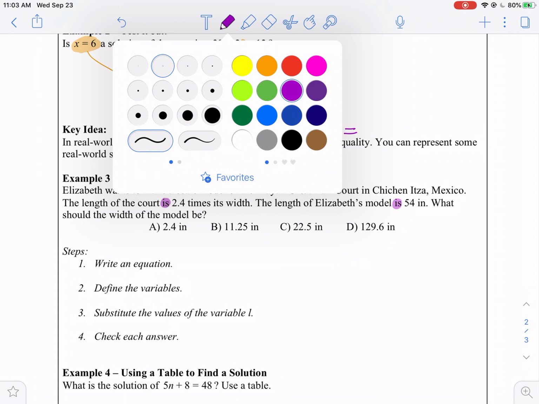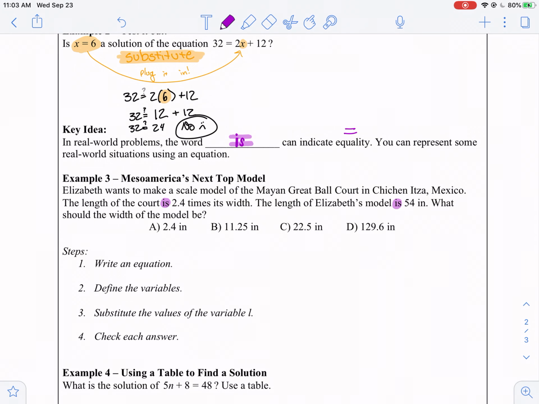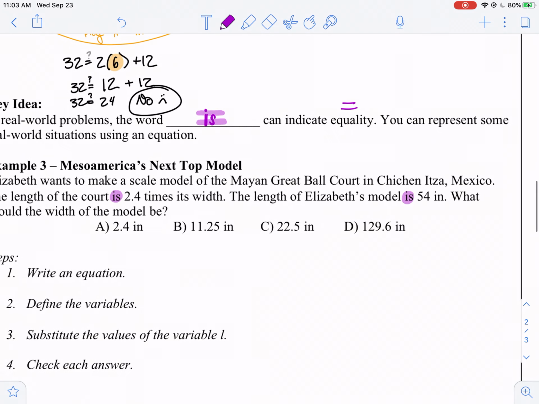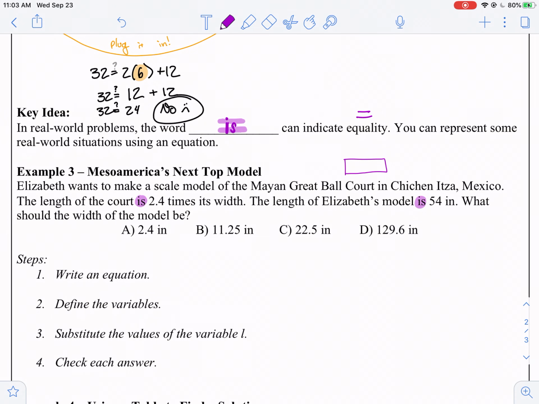So we have our friend Elizabeth, and she's going to make a model of the Mayan Great Ball Court in Chichen Itza, Mexico. So we've got this sports court thing, like a basketball court, kind of. The length of the court, so if we have the length, that's 2.4 times its width.